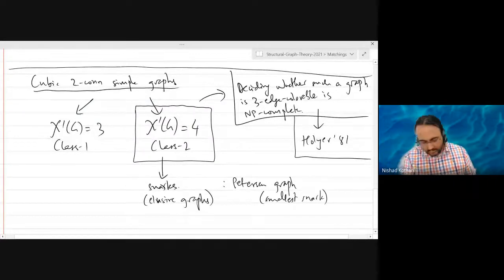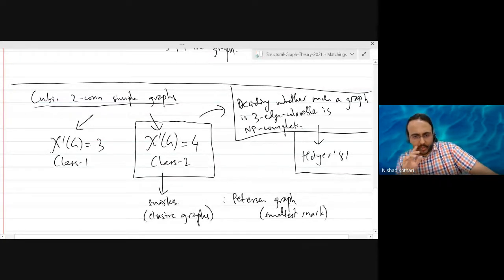right? So it is the smallest two connected cubic simple graph that actually requires 4 colors to color the edges. In other words, it does not have 3 disjoint perfect matchings, right?